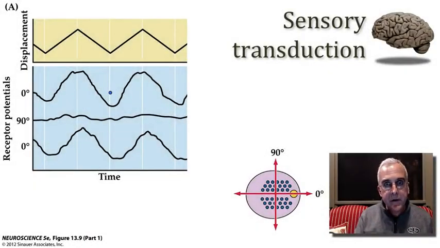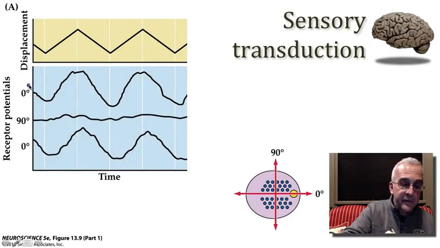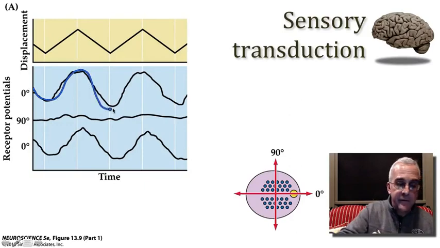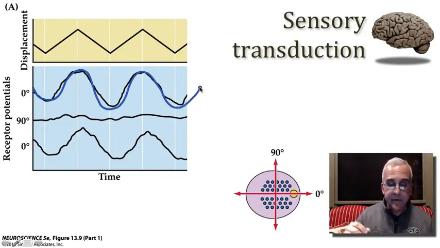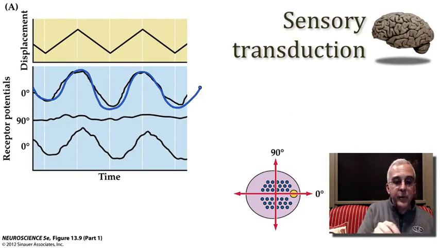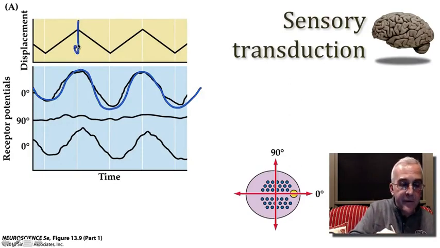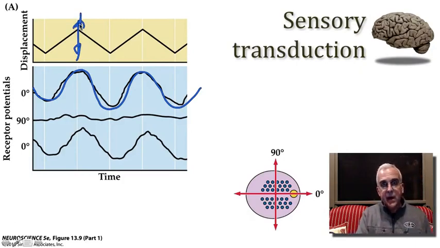So what we see here is, with displacement of the stereocilia on the apical surfaces of the hair cell, there is the cyclical depolarization and hyperpolarization that happens as the stereocilia are moved back and forth or up and down in the direction that is parallel to the axis of orientation from smallest stereocilium to largest stereocilium.